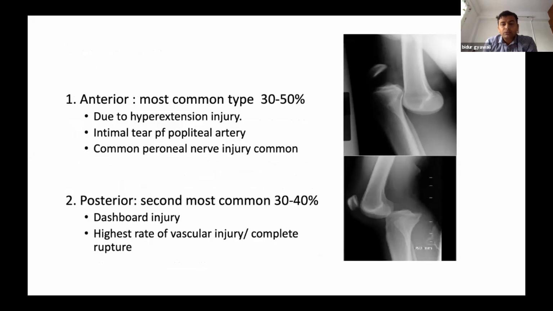Anterior was the most common type, accounting for 30 to 50% of the total dislocations. It occurs due to a hyperextension injury, either in motor vehicle accidents or sporting injury. It results in mostly an intimal tear of the popliteal artery, and common peroneal nerve injury is common in this type of injury. The posterior dislocations are the second most common, usually occurring due to high velocity dashboard injuries, and have the highest rate of vascular complications due to complete rupture of the popliteal artery.